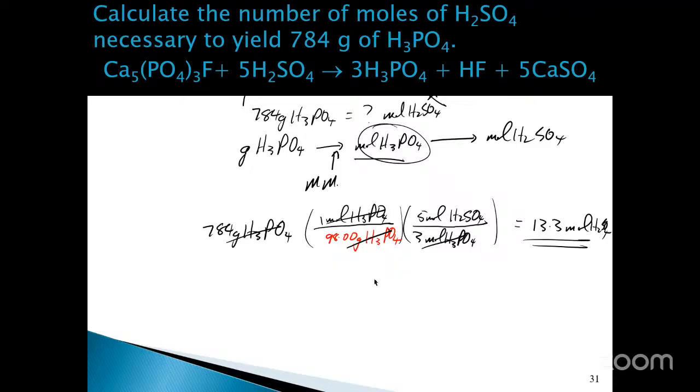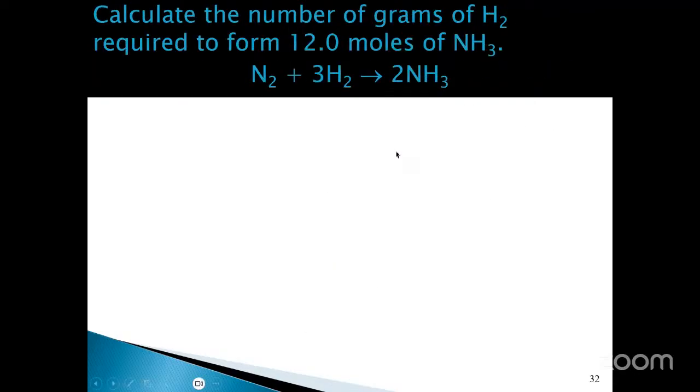Okay, so let's move on. In this example, it's the reverse, a different equation, but this time you're given the moles of one substance and you're asked to find the grams of another substance. And again, they gave us the balanced equation. So, any ideas? Let me hear what you have to say about this one. How would you start off solving this problem?